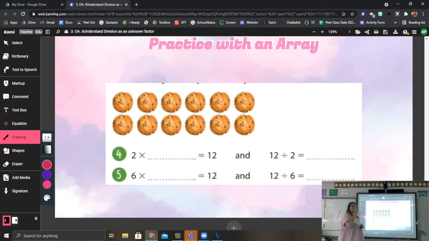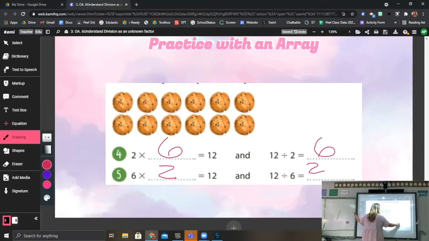So, 2 times what equals 12? Well, if there's 6 muffins on each row, it must be 2 times 6 equals 12. And that means 12 divided by 2 is going to equal 6. And 6 times what will equal 12? Well, we have 6 columns and we have 2 rows, so it's going to be 6 times 2 equals 12. And 12 divided by 6 equals 2.